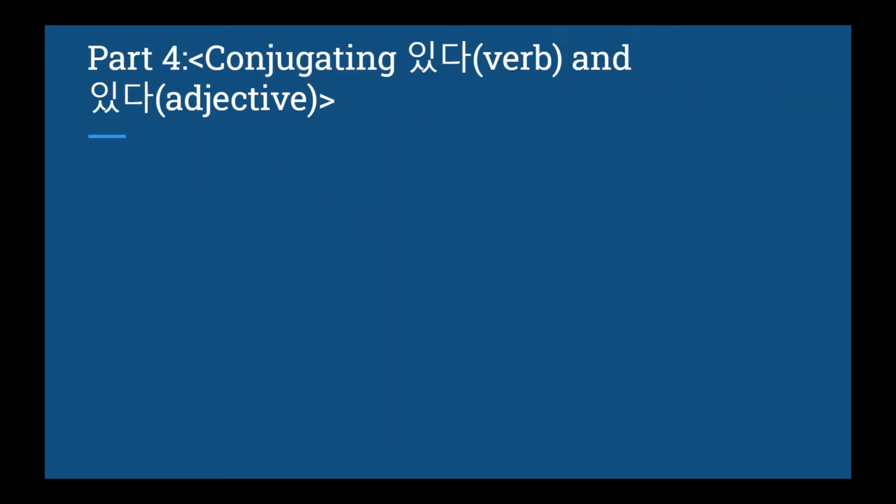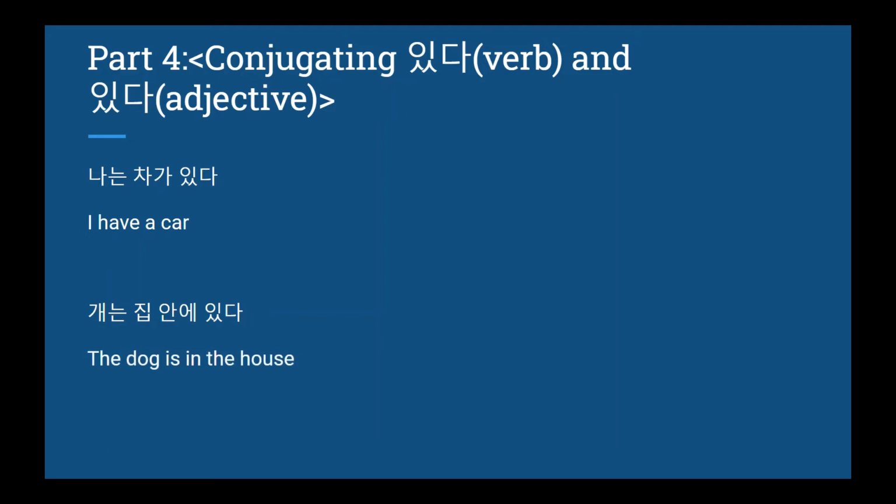Lastly, conjugating 있다 as a verb and as an adjective. Since it can be conjugated as either, it can get kind of complicated. Unfortunately, at this point, we've only learned enough Korean to worry about 있다 as an adjective and not as a verb. So for now, we should just worry about it as an adjective. And in later lessons, we'll see when 있다 is used as a verb. Here are some examples. 나는 차가 있다. I have a car. 개는 집 안에 있다. The dog is in the house.